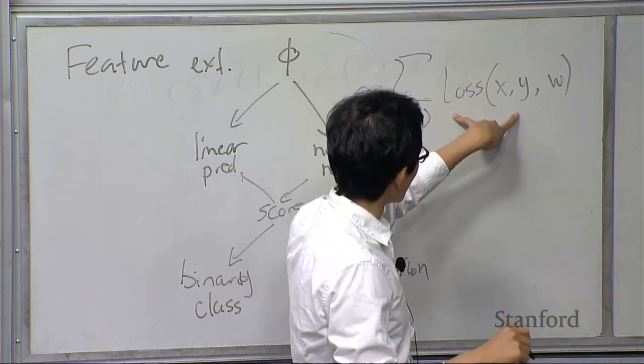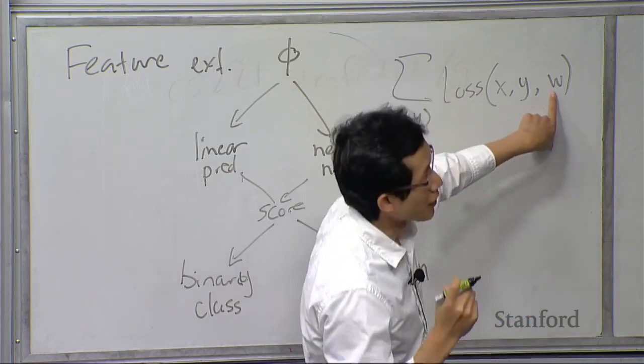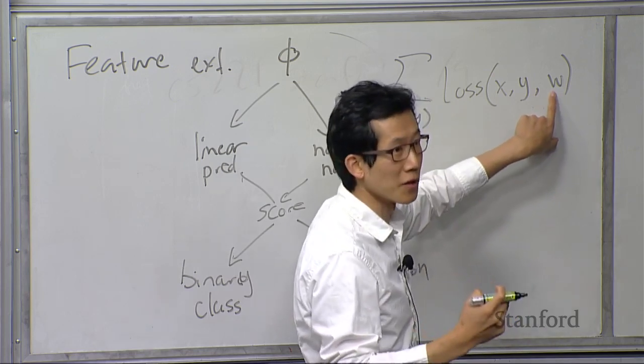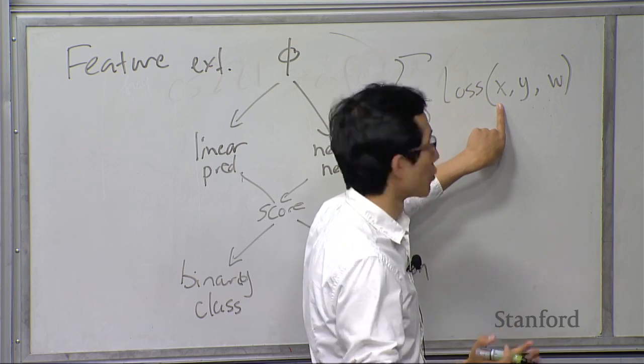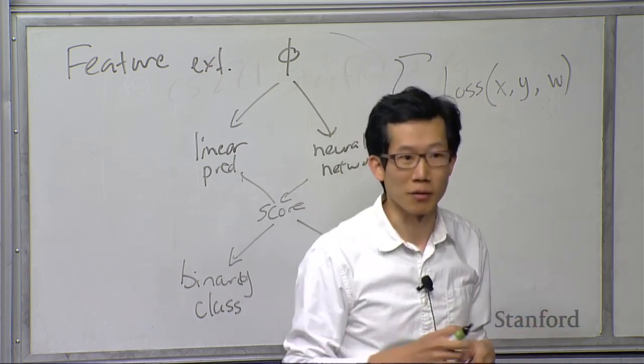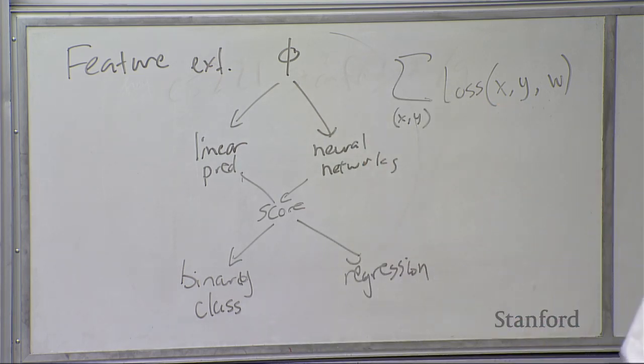And this loss function is, remember, if I use a predictor that has parameters w on an input x, how unhappy would I be if I found out the true output was y? Okay, so for classification, we looked at the 0-1 loss, which you can't optimize but you care about, and the hinge loss and the logistic loss. For regression, we had the square loss and the absolute deviation loss.